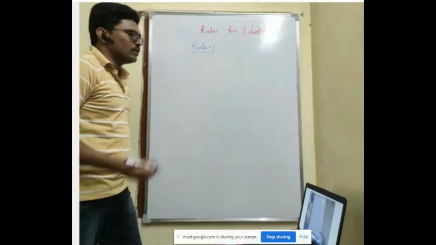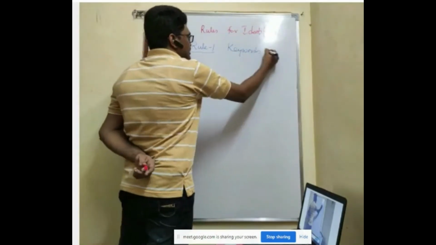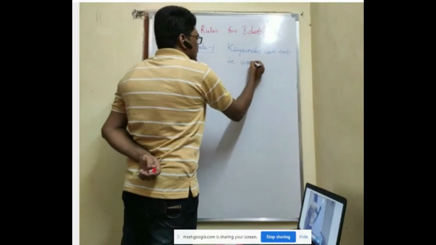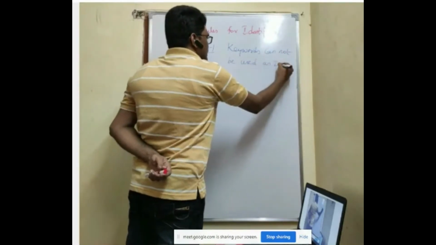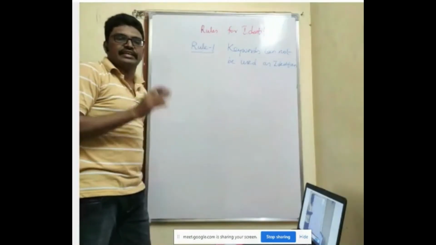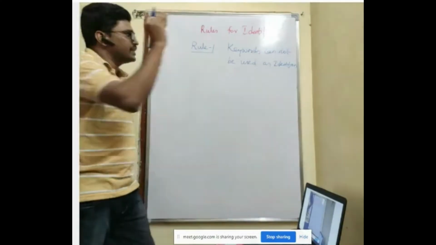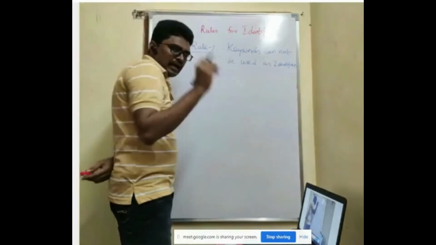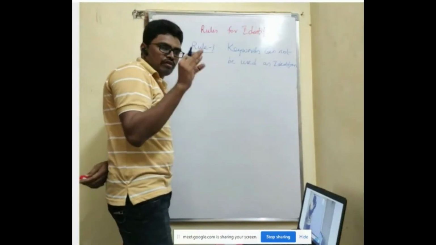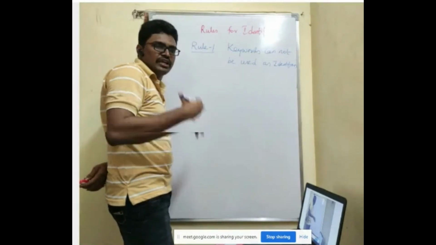Rule 1. Keywords cannot be used as identifiers. Why? Because keywords you can use in your program. I forgot to tell one point when I was telling keywords. Keywords you can use in your program, but you can never change the meaning of a keyword.